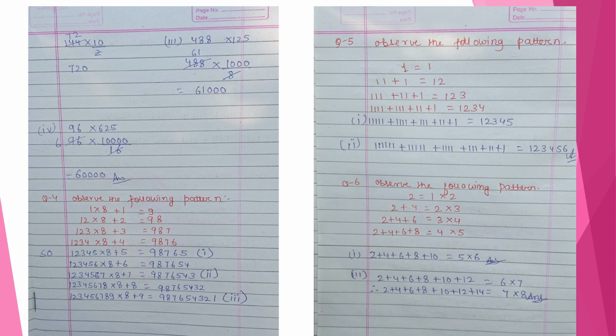Let us see the RHS. The first one we are getting 1 into 2. Then we are getting 2 into 3. Then 3 into 4. Then 4 into 5. So next we will get 5 into 6. Next we'll get 6 into 7 and then we'll get 7 into 8.